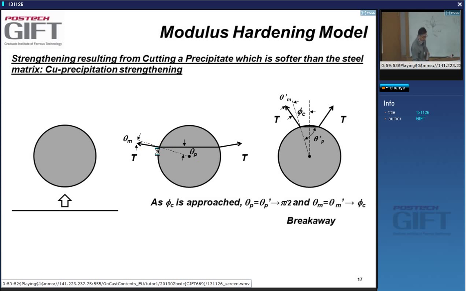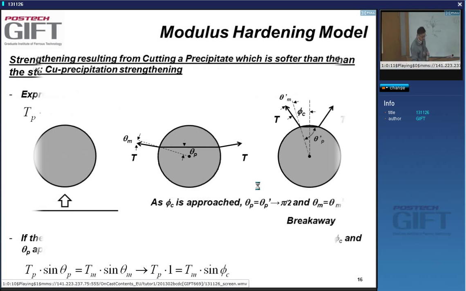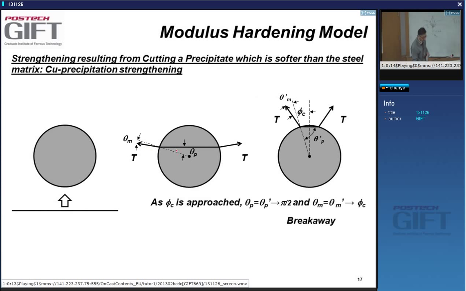So, if you look outside and inside the particle, I have different line tensions. Okay? You can see here. And I also have different angles here. The angle theta p here is the angle that the dislocation makes with the normal to the interface here, and theta m is the angle that the external line tension makes with the normal to the particle here, okay?